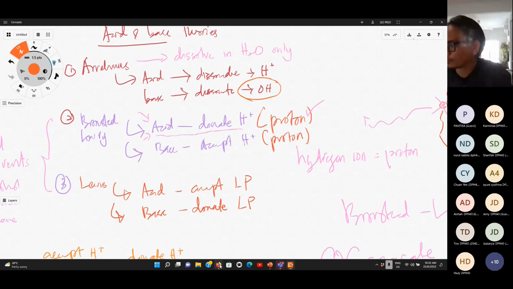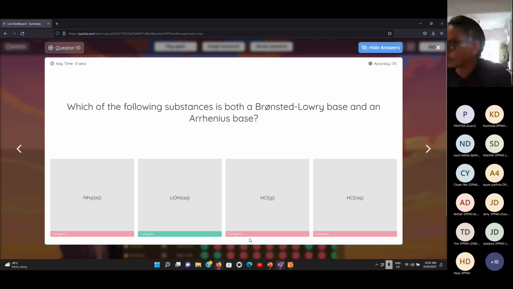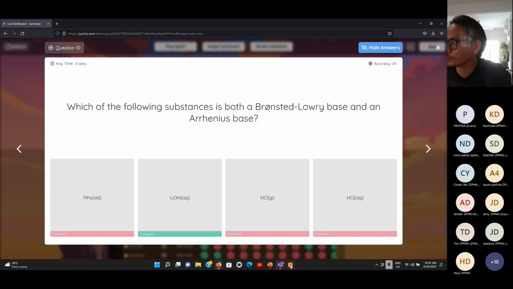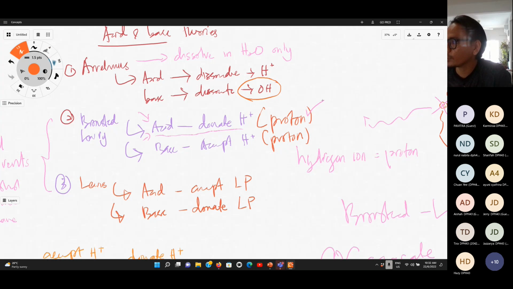What was the question again? Kenapa saya dah macam blur? Which of the process is both a Bronsted base and an Arrhenius base? Okay, dia boleh terima. So in this case, kita nak tengok sesuatu bahan yang boleh buat kedua-duanya. Sesuatu bahan yang boleh menghasilkan OH- ion, dan sesuatu bahan yang boleh accept H+.